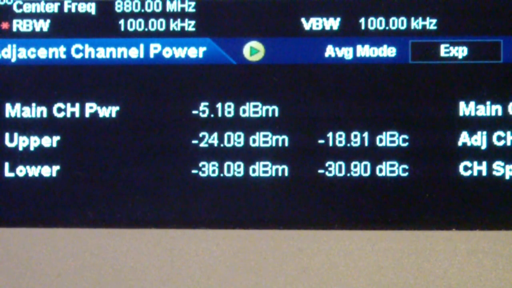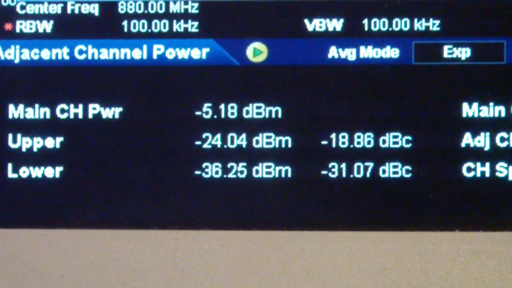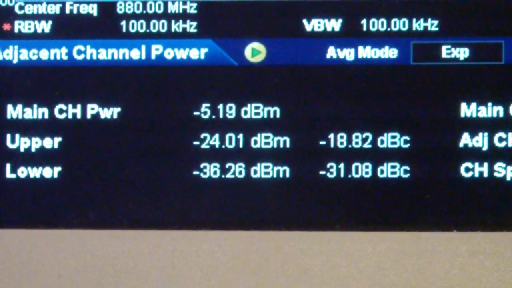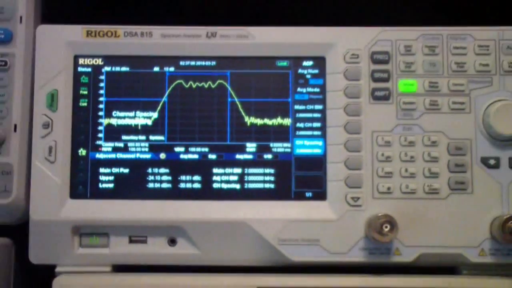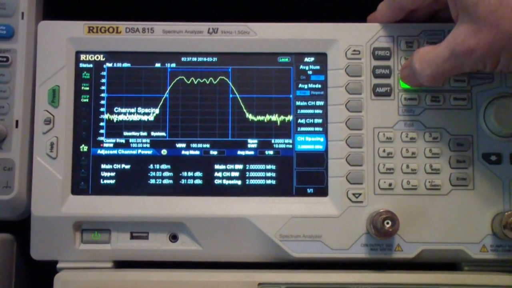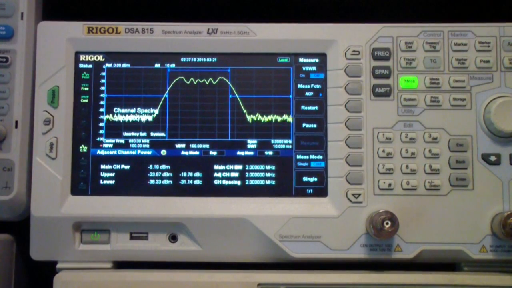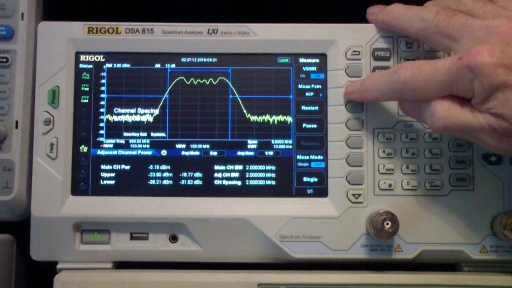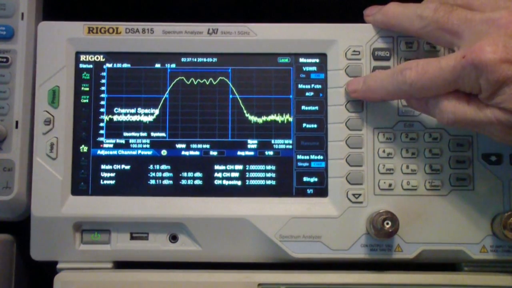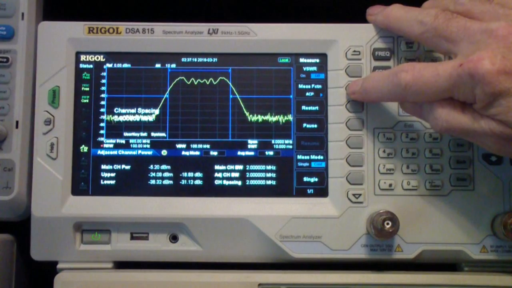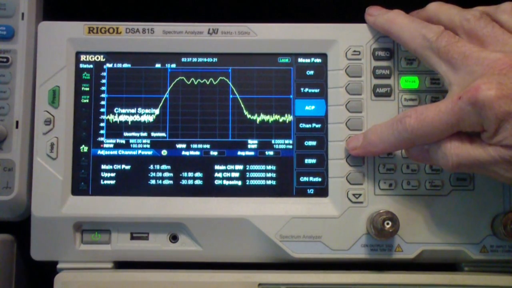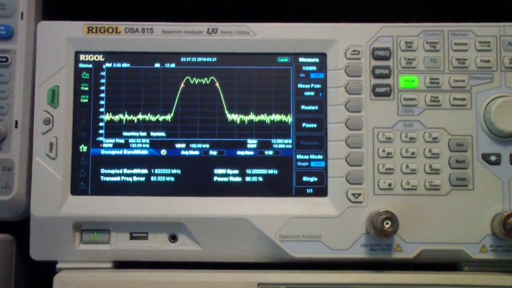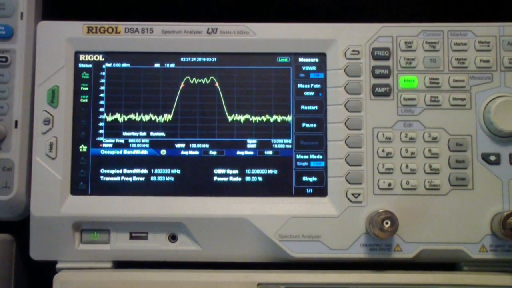Now let's switch to the occupied channel. And to do that, I'll back off a little so you can see what I'm doing. I'm going to press the measure key again. And up here it says measurement function, and right now it's saying ACP, which is adjacent channel power. I'm going to go down here and instead enable occupied bandwidth.